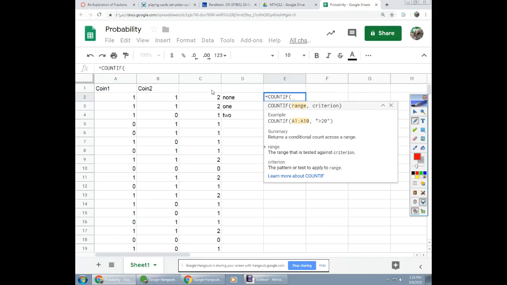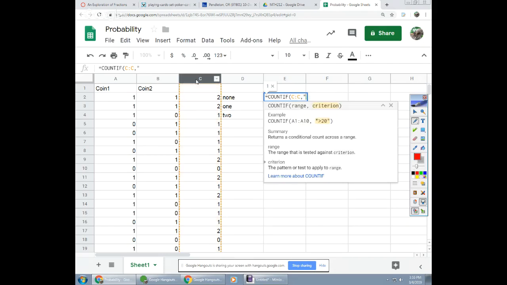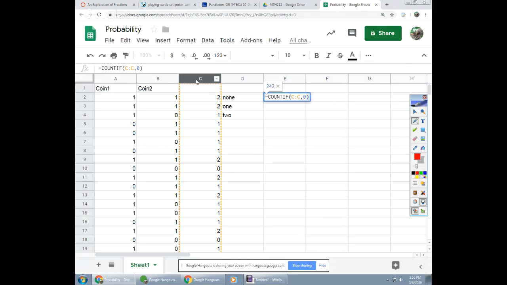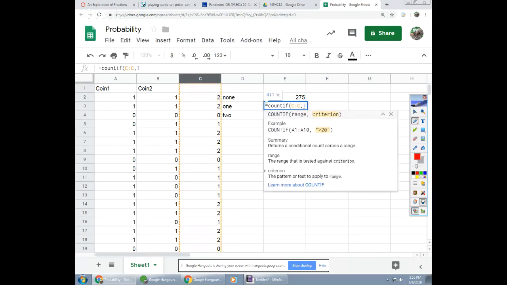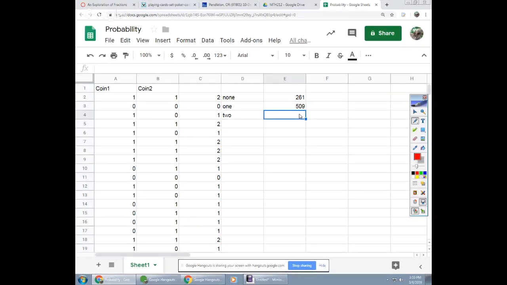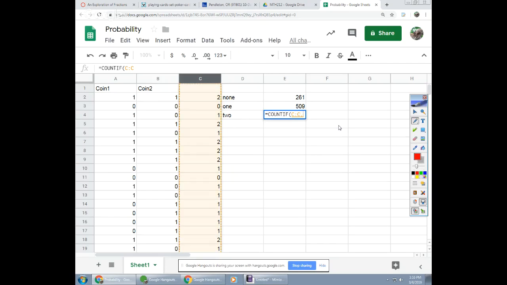Count if that range is, I can just go 0. Okay. And then count if this range has a 1. Okay. And then one more. Count if this range of numbers has a 2 in it. And it keeps shifting each time.